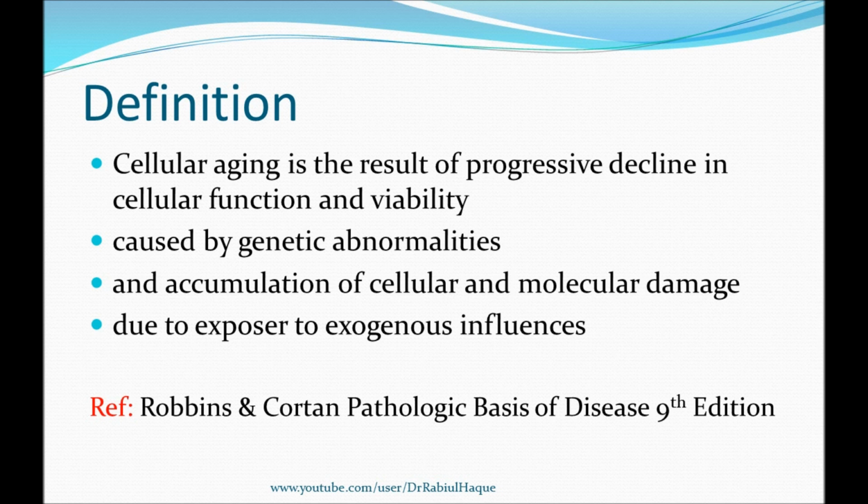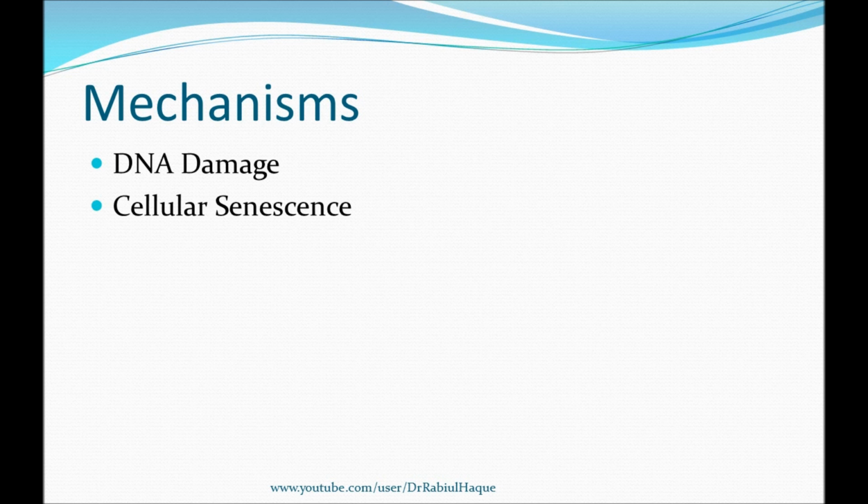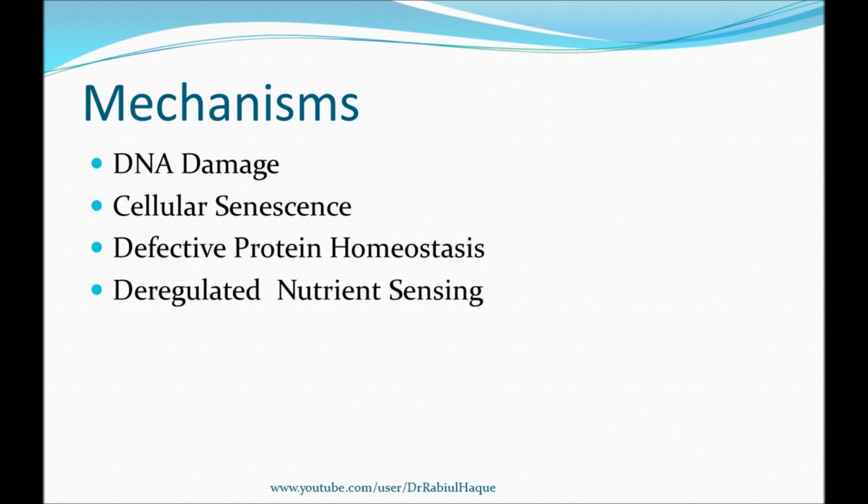Okay, so now that we have defined cellular aging, we will move on to the next topic and discuss the common mechanisms of cellular aging. So there are a lot of mechanisms that can result in cellular aging. They include DNA damage, cellular senescence, defective protein homeostasis, deregulated nutrient sensing, etc. So let's talk about these mechanisms one by one. So the first mechanism was DNA damage.